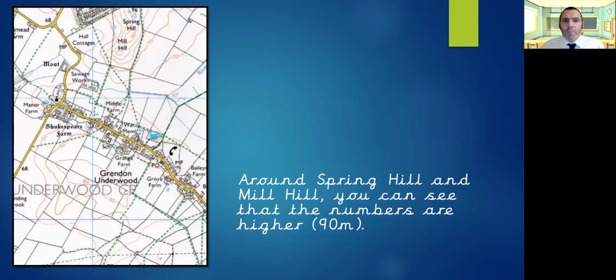If you look around Spring Hill and Mill Hill at the very top of the map, you can see the numbers are higher. So you've got 90 meters there, so we know that's the top of this particular hill. It's the tallest point. Where the arrow is pointing here is where the 90 is.